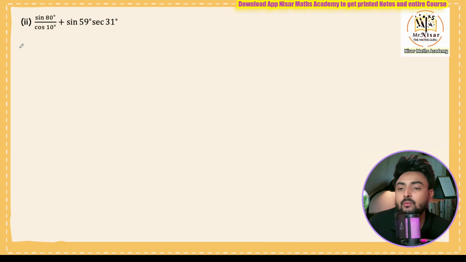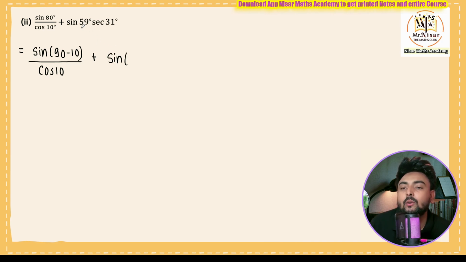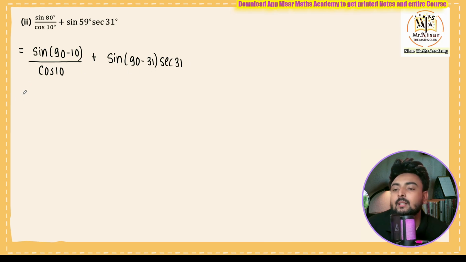See, before, we have done this only orally. So sin 80, I'll write it in this way. Whenever we need to write it, we should write first in terms of complementary. First we should write in terms of 90. So sin 80, that is 80 degrees, means 90 minus 10. Then it is sin 59. So sin 59, I can write it as, see, you have to convert any one term out of the both, 90 minus 31. 90 minus 31 becomes 59, and here it is sec 31. Then sin 90 minus theta is nothing but cos theta. This is cos 10 in the numerator and cos 10 in the denominator.